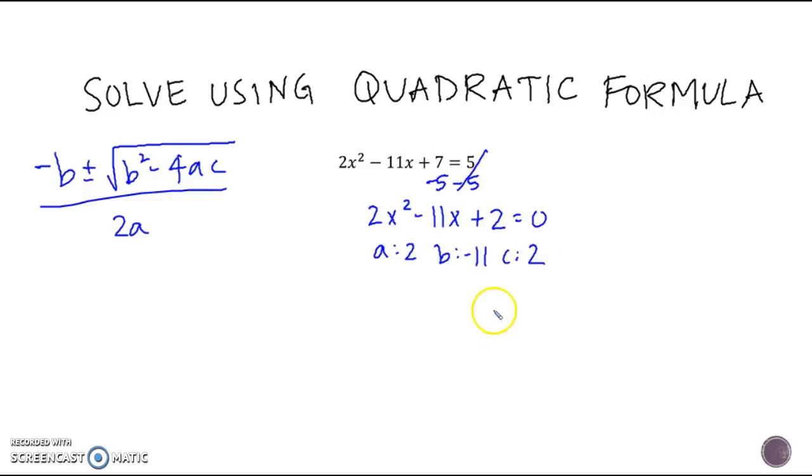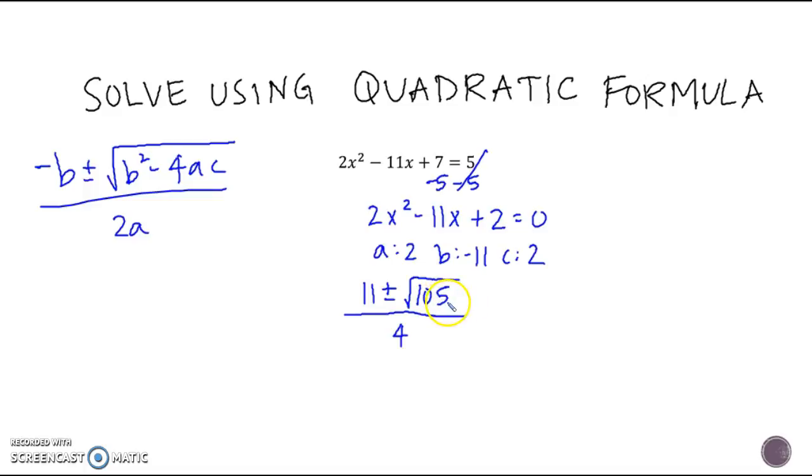So I'm just going to start plugging in. Negative b would be negative 11, which is just positive 11, plus or minus the square root. We already did b squared minus 4ac and got 105. And 2 times a is 2 times 2, which is 4.